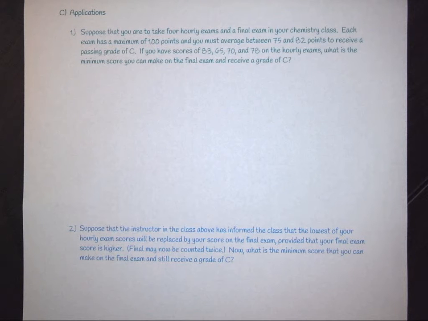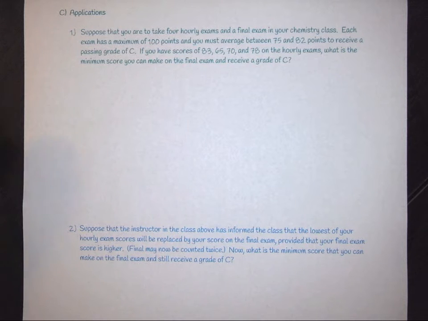So one says, suppose you are to take 4 hourly exams and a final exam in your chemistry class. Each exam has a maximum of 100 points. And you must average between 75 to 82 points to receive a passing grade of C. If you have scores of 83, 65, 70, and 78 on the hourly exams, what is the minimum score you can make on the final to receive a grade of C?